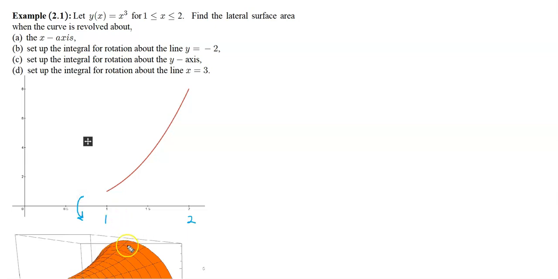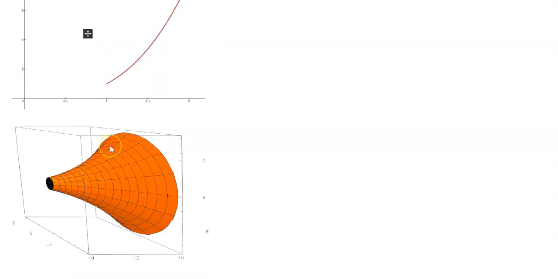it generates a surface that looks like this down here. So this is the surface that would be generated. Right here would be the x-axis running this way. So this would be the x-axis, and our curve would be right about here. That's our curve y equals x cubed. And this is the surface that we want to find the area of.